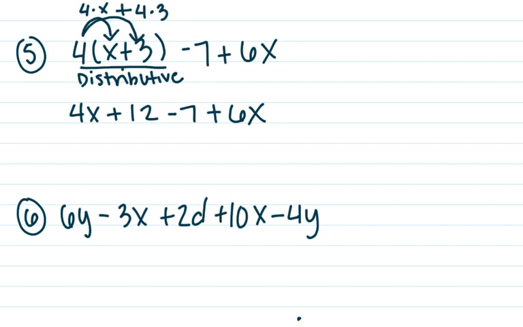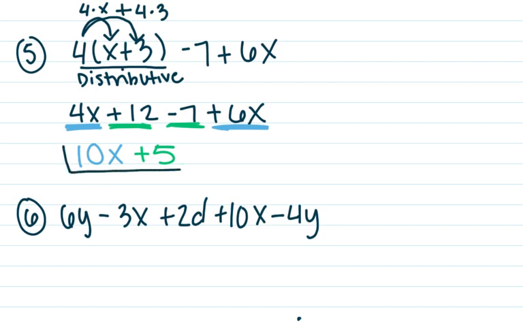So let's see what we can combine together. I see I have 4x, and I see that I have a plus 6x, so I can add those together for a grand total of 10x. I see here I have a plus 12, and I see that I have a minus 7. So when I combine those together, that's subtraction. 12 minus 7 there, which is 5, and it is a positive 5. So my simplified expression is going to be 10x plus 5. I've combined together everything that I can combine together for the time being.